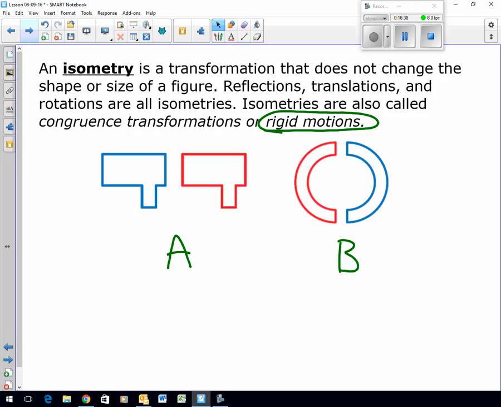Did the shape change from here to here? Did the size change from here to here? Did the shape change from here to here? Did the size change from here to here? This was translated. This was reflected. Both of these are examples of isometry.